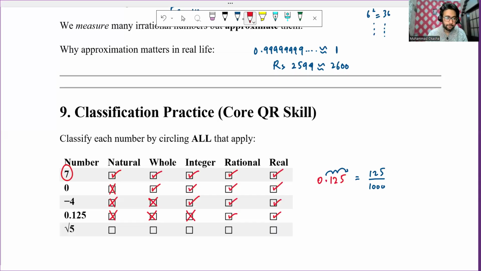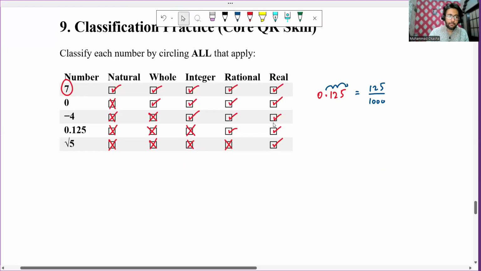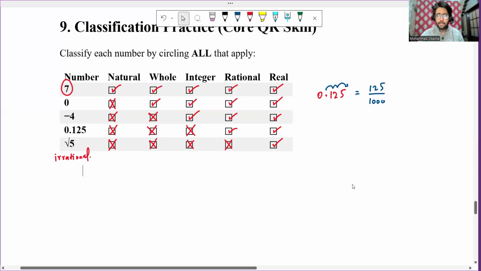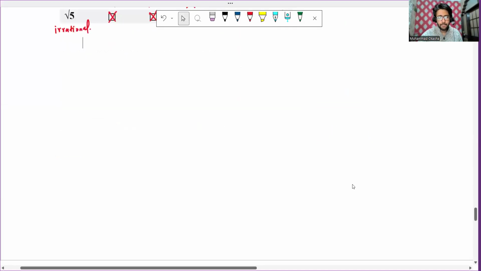Okay, square root 5. Natural, definitely not. Whole number, no. Integer, definitely not. Rational, no. It's not a rational number because it's a square root of a number that is not a perfect square. Real, yes, because it's an irrational number. You know that. It's irrational. Okay, so I hope you've gotten a pretty good idea of what all of these numbers actually mean.